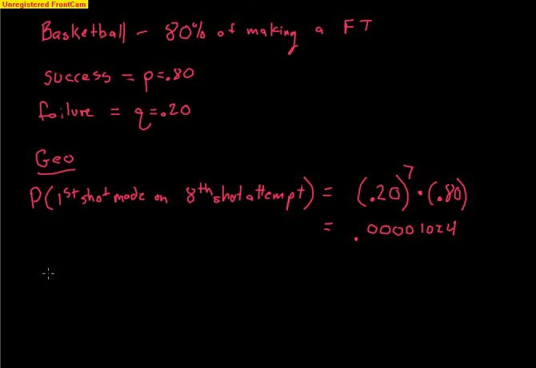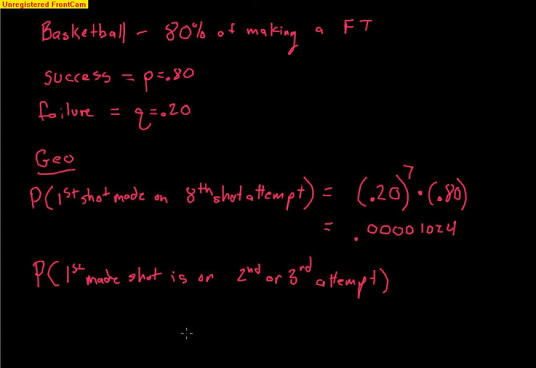Another type of geometric probability question we could ask is, what is the probability the first made shot is on the second or third attempt? So her first made shot is going to be on the second or third. Well, the second. What would it look like for her first make to be on the second? Well, that would be a miss, so one miss, right? Followed by, finally, on her second shot, she made it. Okay?